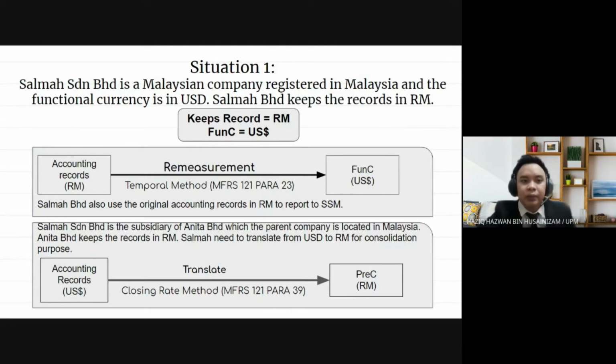If Salma Sedian Berhad is the subsidiary of Anita Berhad, which is the parent company located in Malaysia, and Anita Berhad keeps the record in Ringgit Malaysia, Salma needs to translate from USD to RM for consolidation purposes. So the closing rate method stated in MFRS 121 para 39 needs to be used by Salma to translate the financial statement in USD to RM, where RM is the presentation currency for the Malaysian parent company and for consolidation purposes.